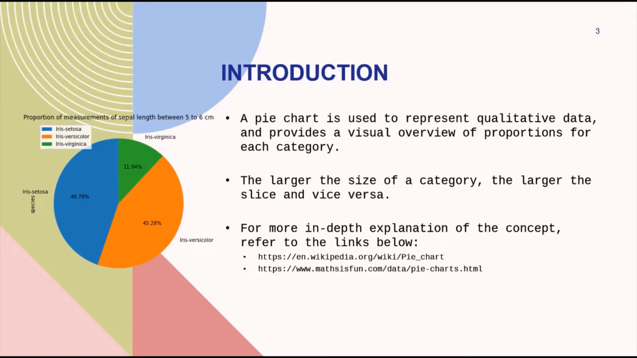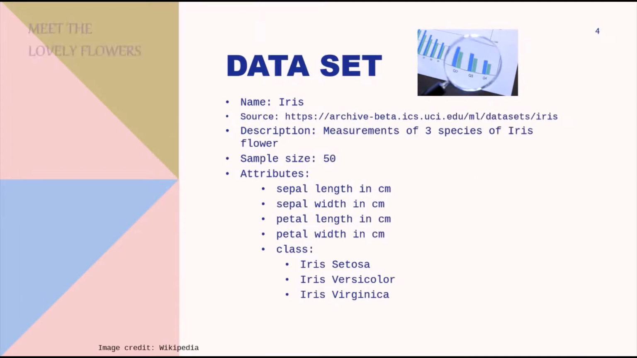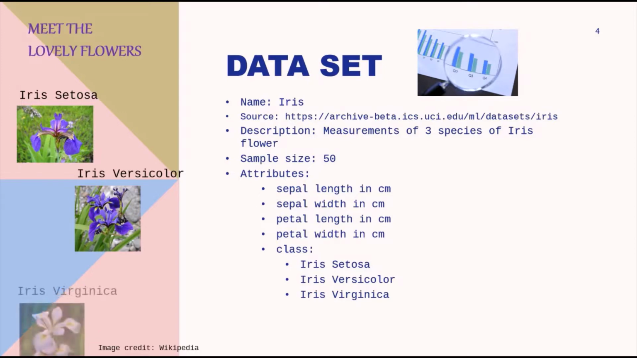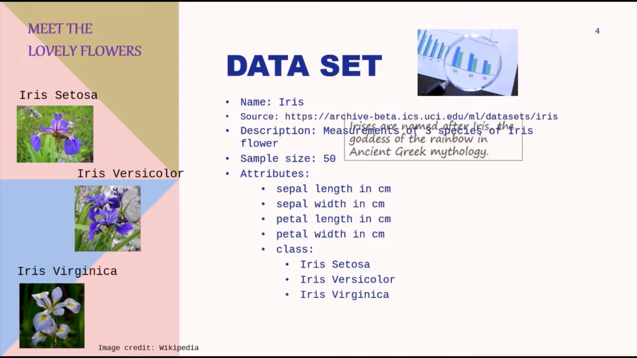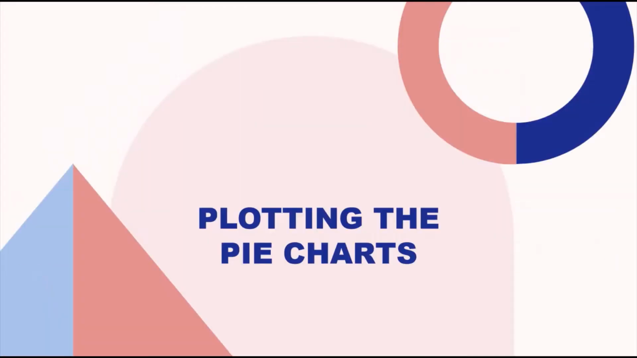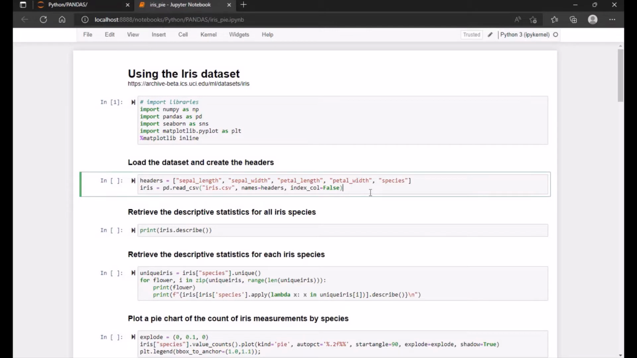We will be using the iris dataset for plotting. The dataset consists of 50 quantitative values across 5 variables for 3 species of irises. Let's load the dataset. Since it does not contain any headers, we will create it.